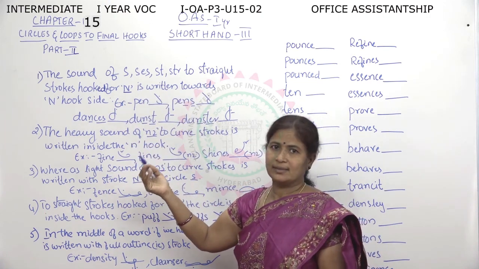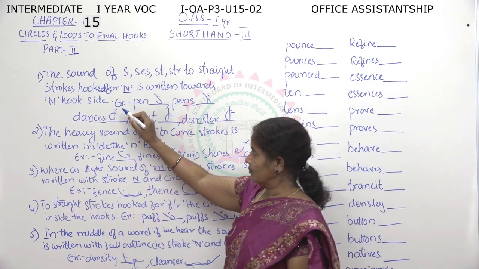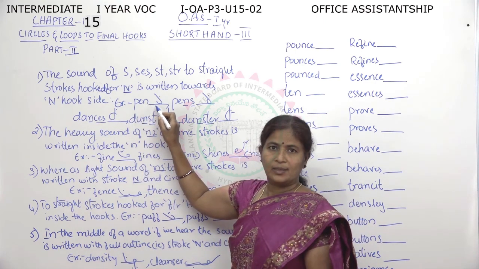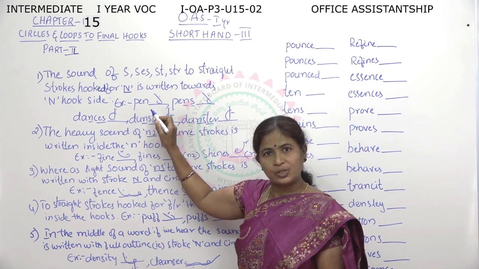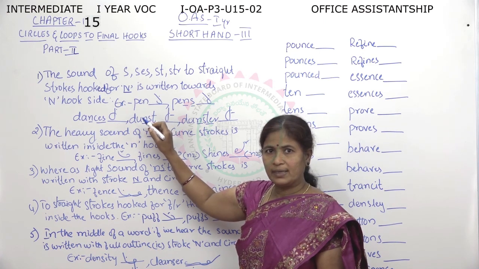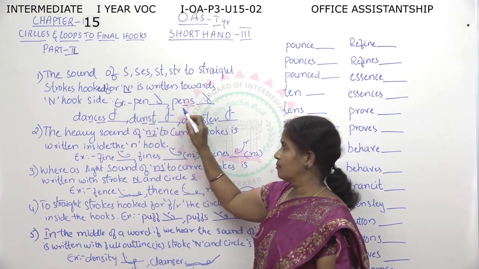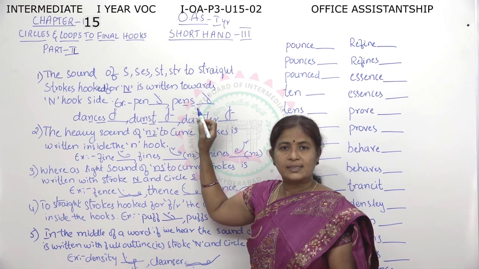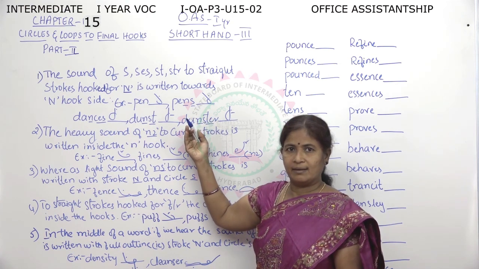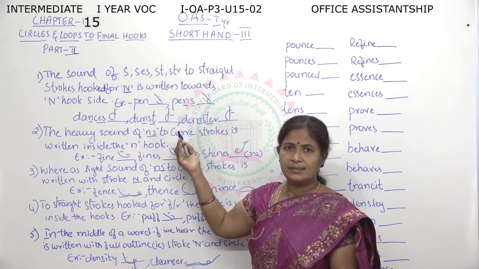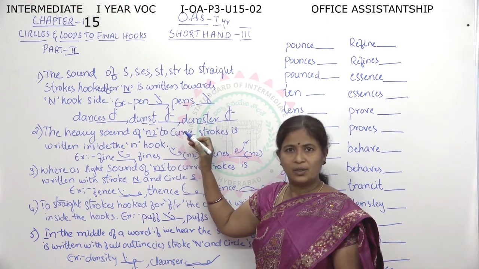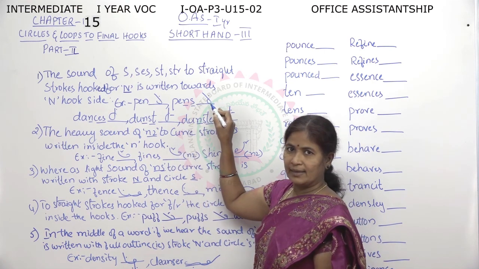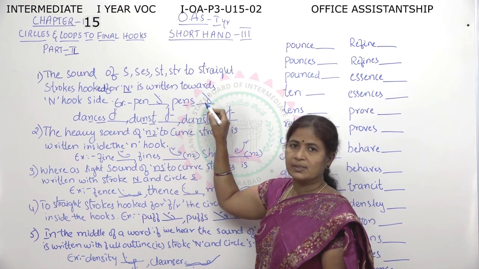Already we have learned some words. Example, pen. Now this is only n hook to a straight stroke. Pen. How do we write? P and n hook. But pens, here the circle is coming after n. How do we write pens? Turn the circle towards the n hook side. P, N and close the circle towards the n hook.